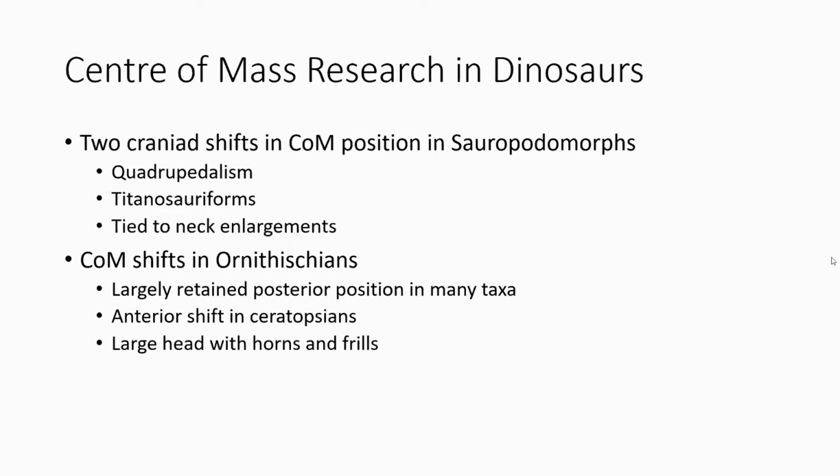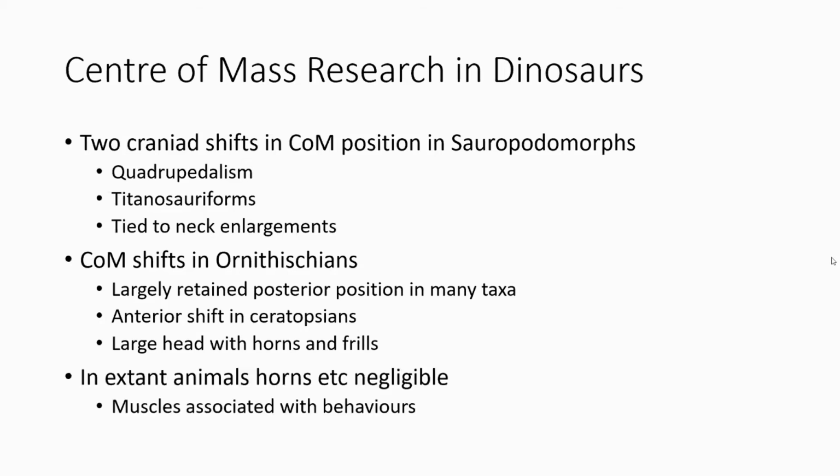Center of mass shifts in ornithischians, also going to have a little note here. They largely retain a posterior position, although this is debated, with an anterior shift in ceratopsians, with their large heads with horns and frills. In extant animals, horns are negligible, but muscles associated with behaviors such as fighting for sexual competition have been associated with cranial shifts in center of mass, as muscle buildup increases towards the front of the animal compared to the back.